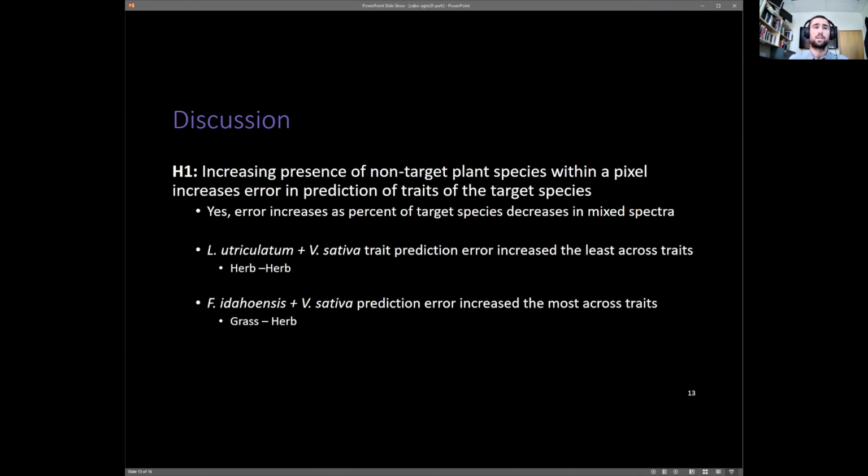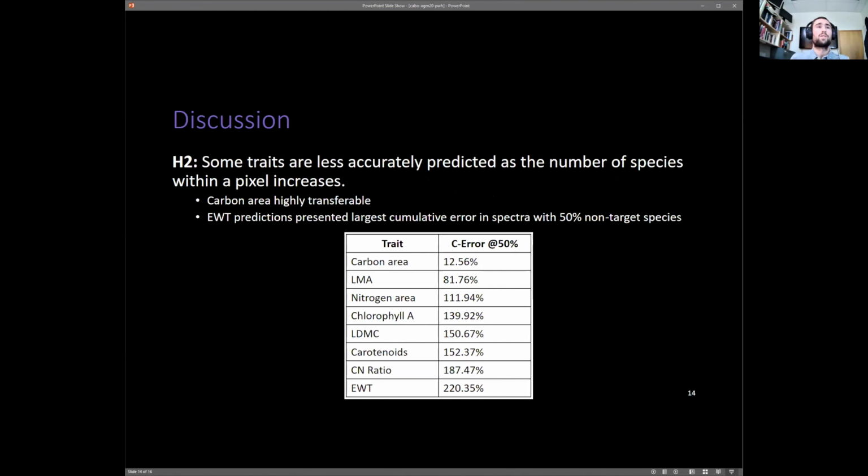Then F. idahoensis and V. sativa prediction error increased the most across traits, and that is a grass-herb mix. Again, there could be significant functional differences causing those error increases. Hypothesis 2 was that some traits are less accurately predicted as the number of species within a pixel increases.